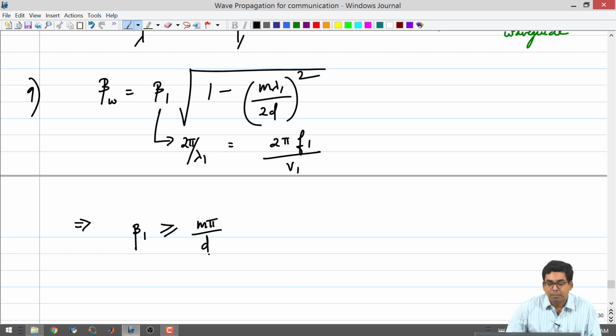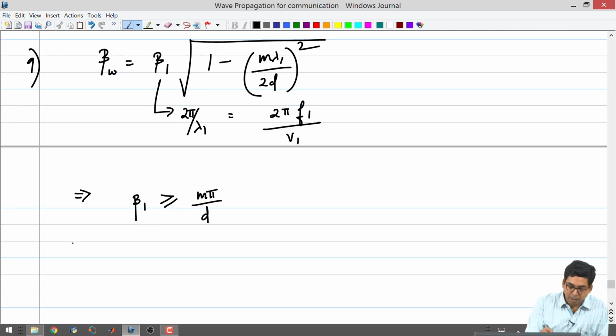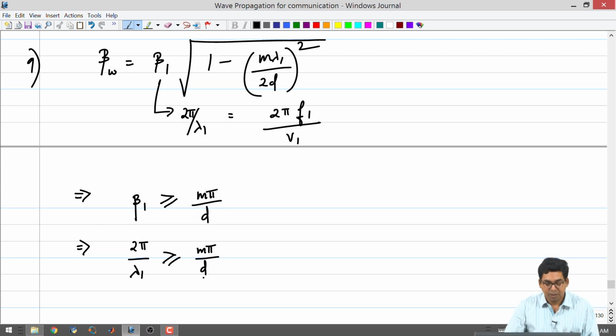Just taking beta 1 minus beta 1 multiplied by m lambda 1 by 2d, the whole square, to the root, and then we are saying that one term has to be greater than the other term. The square root has to be greater than or equal to 0. So, right. Equivalently, you can also write this down in terms of wavelength. So, you can say that 2 pi divided by lambda 1 has to be greater than or equal to m pi by d, or lambda 1 is less than 2d by m.